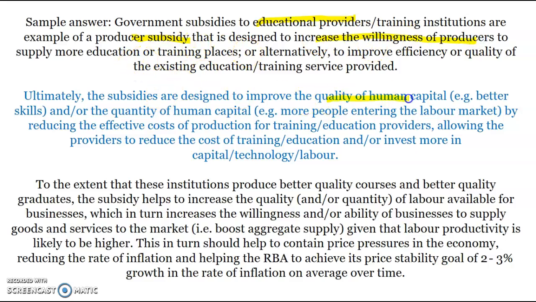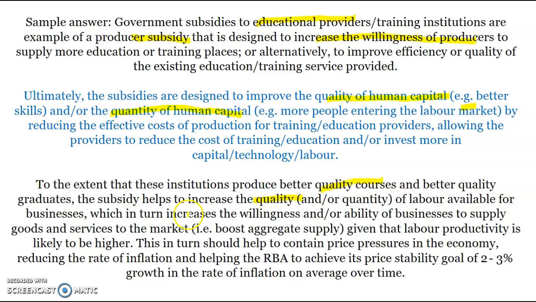Subsidies are designed to improve the quality of human capital or the quantity of human capital, because more people enter the labour market, by reducing the cost of production for training and education providers, allowing them to invest in a range of areas. These institutions might invest in better quality courses, better quality graduates. That helps to increase our supply potential because the quality of our resources is higher.